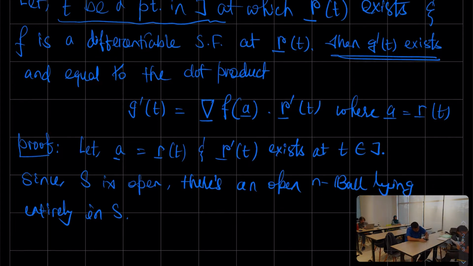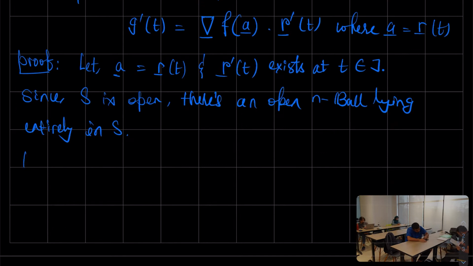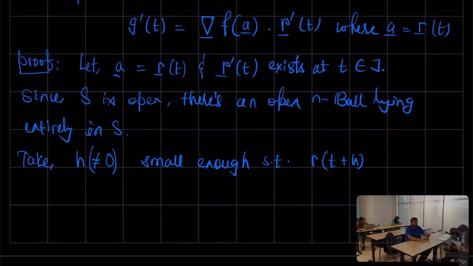So, take h not equal to 0, small enough. So if h is small enough, but not equal to 0, small enough such that r of t plus h lies in the ball. So yeah, this is small. Okay, so this statement is okay. We can do that.